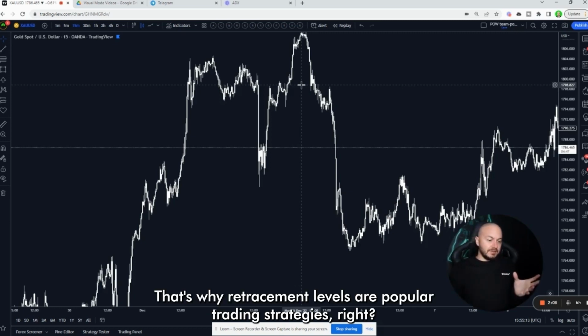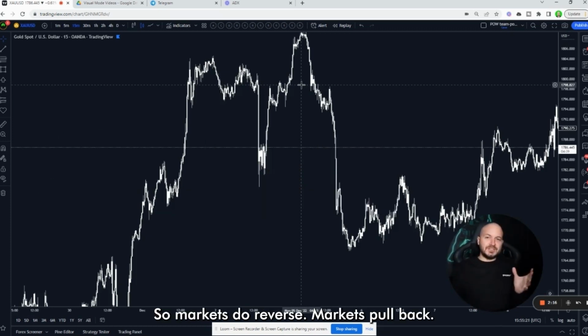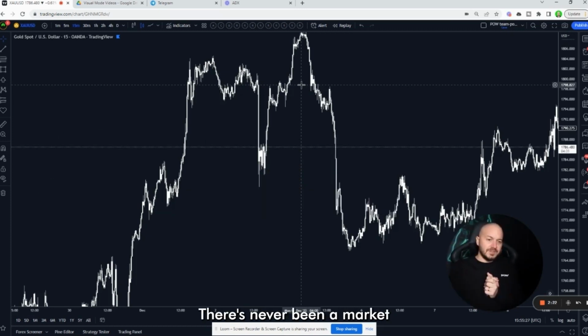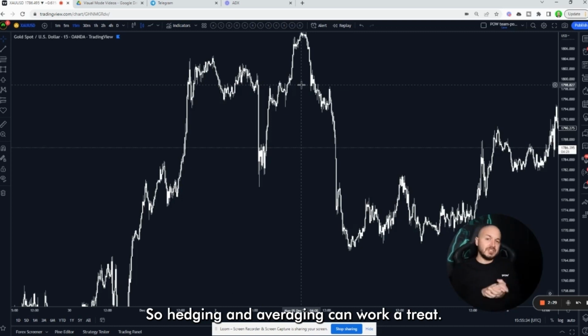Markets move up or down. That's why retracement levels are popular trading strategies, right? 50% fib, 61.8 fib. So markets do reverse, markets pull back. There's never been a market that just goes 100% up without any selling pressure or price coming up and down. So hedging and averaging can work a treat.